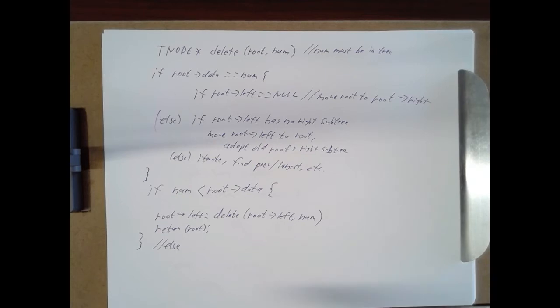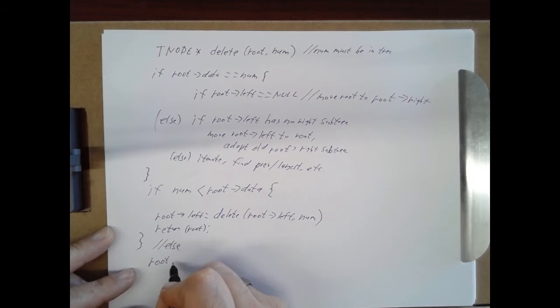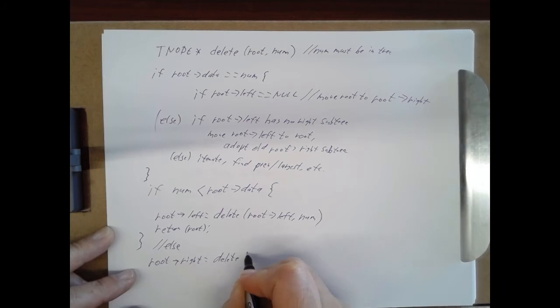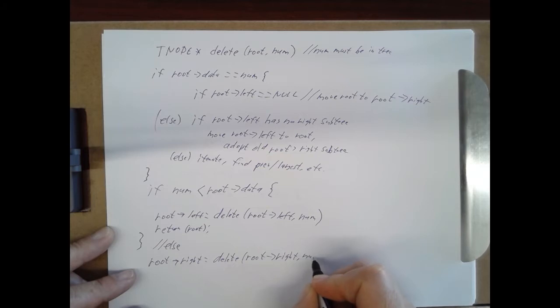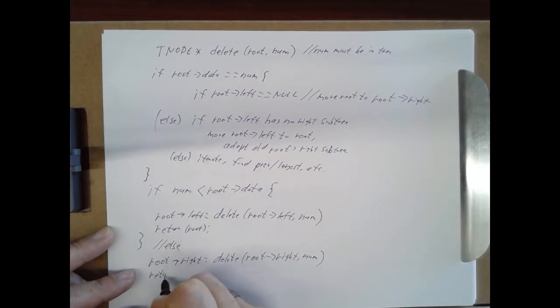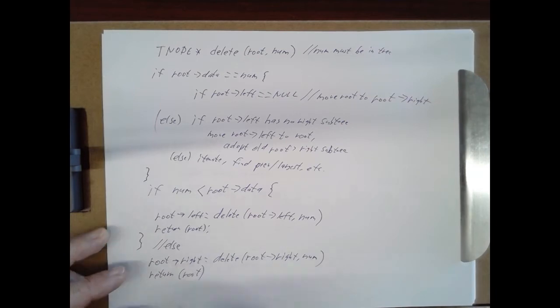Otherwise, our number is not equal to the root, it's not less than the root, it must be greater than the root. So set the right subtree equal to what we get when we delete our number from the right subtree. And then return the root. So there's a more or less complete deletion algorithm with several lines of code in place of each thing we've written up there in the first half.